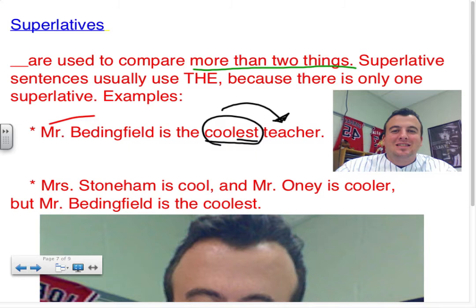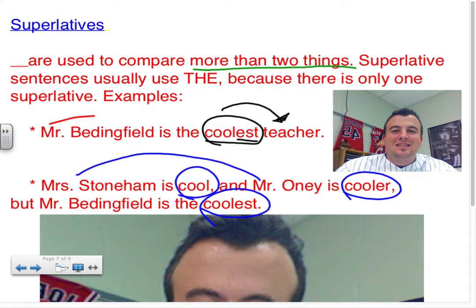So, let me show you how this works. You notice the same adjectives being used. You have an adjective, then this would be what? A comparative adjective, because it compares Miss Stoneham and Mr. Oney. And then you have the est, which is the superlative. That's the supreme. So when you compare Miss Stoneham and Mr. Oney to Mr. Benningfield, there's no contest.